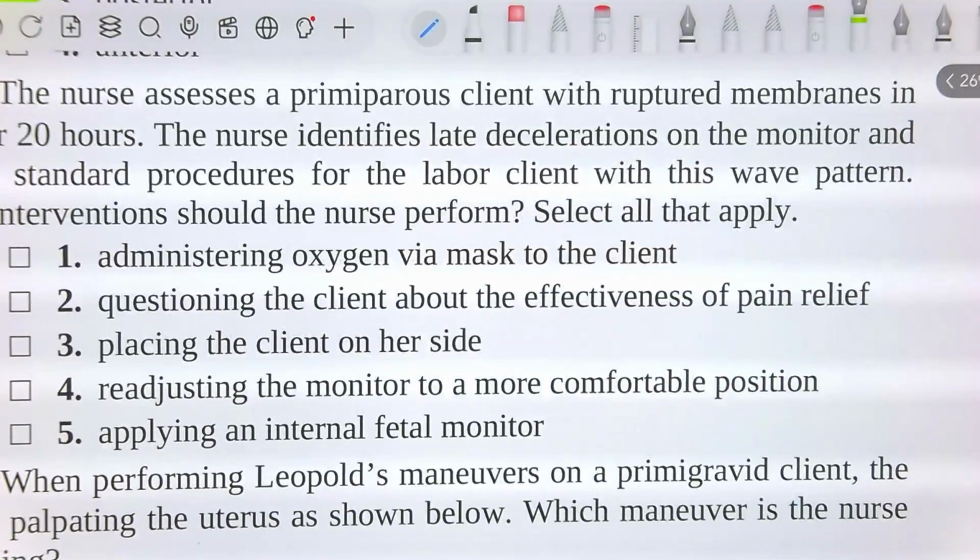Now next question. The nurse assesses a primary parent's client with rupture of membrane in labor for 20 hours. The nurse identifies late decelerations on the monitor and indicates standard procedure for the client with this wave pattern. Which instructions should the nurse perform? It's a SATA question for late decelerations.